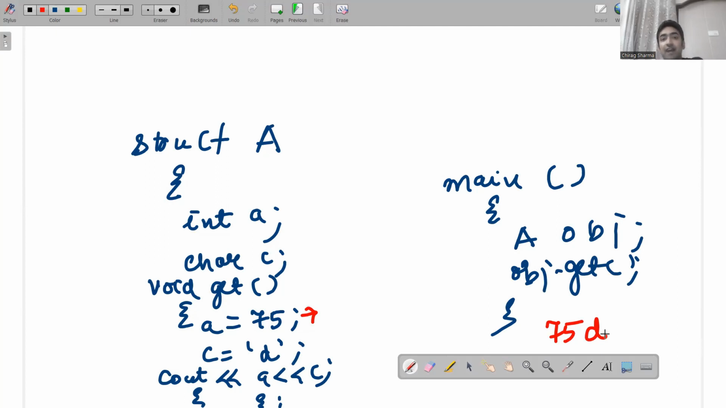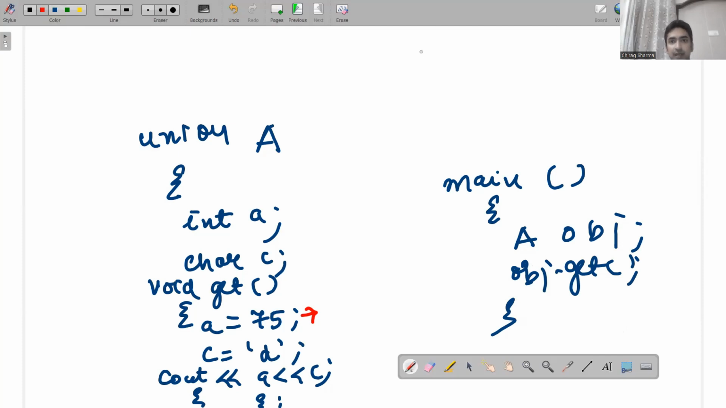But if I have to calculate the answer for union, I just have to replace this struct keyword with the union keyword. So I'm replacing this struct with the union keyword. Now, what will be the answer? This is a very important thing to be understood. Will it be 75d? It cannot be 75d. Why? Firstly, what will be the answer?